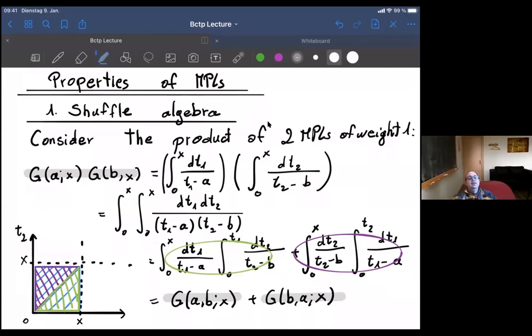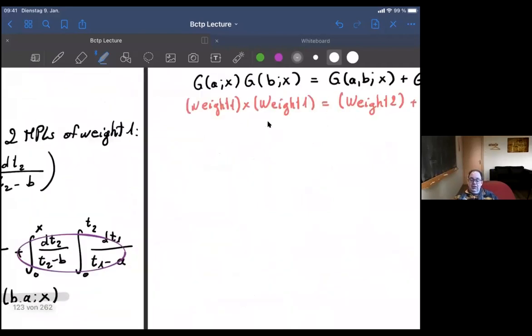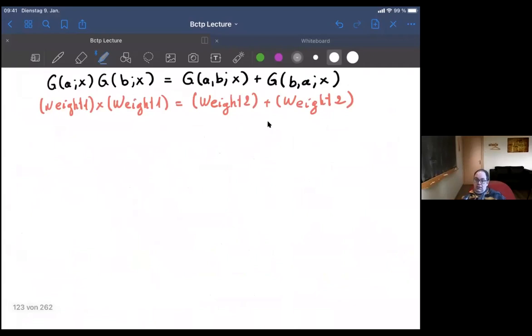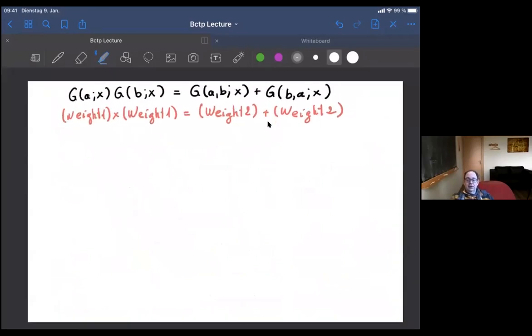Maybe the fact that these were just weight 1 was simple enough. But there's actually a structure behind it. It's called shuffle algebra. And to understand it, to see how this relation generalizes to general polylogs, let's interpret it as follows.